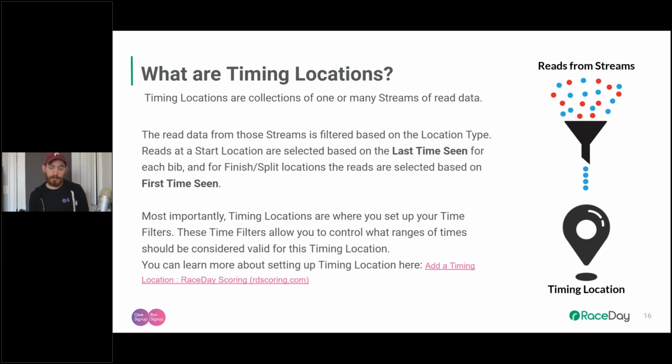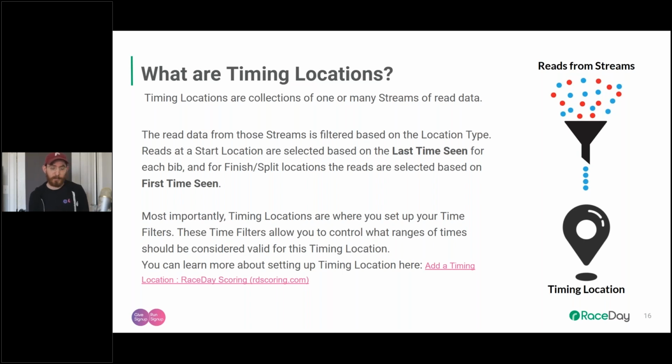So you can mark timing locations as different types. They could be a start type, they could be a finish/split type, or they could be a common start finish type. And that is important because when a location is marked as a finish location, we always pick the very first time seen for each and every single bib number within the parameters you set up.